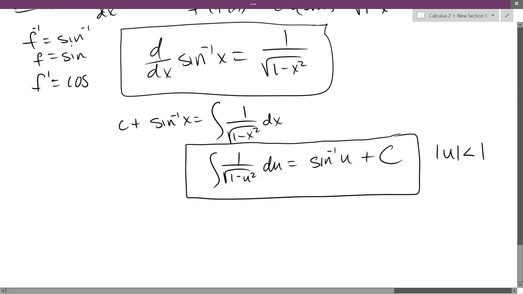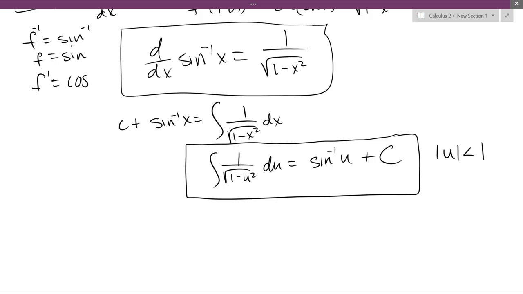And then when we write 1 minus u squared, that'll ensure that it is a positive value. So the way to think about this is u is small. That's a good way to think about this. So 1 minus a small positive quantity is going to be positive. 1 minus a big positive quantity would be negative. All right, that takes care of sine inverse.